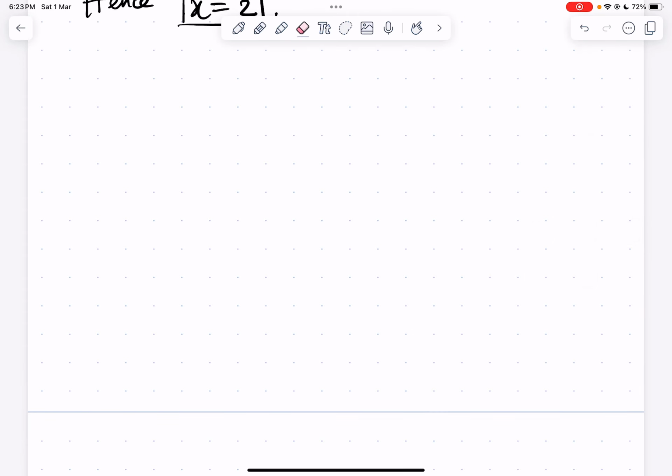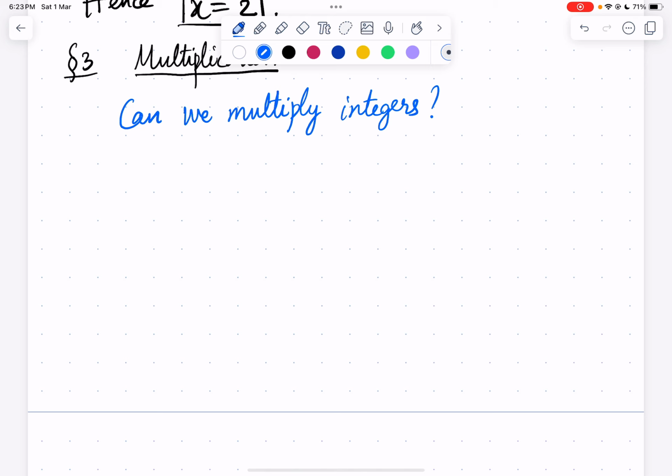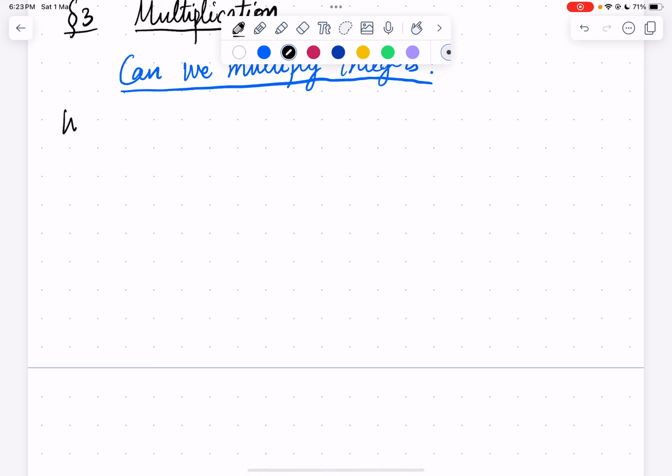Okay, let's continue with multiplication. Let's begin. Can we multiply integers? So we first consider, can we multiply natural numbers?